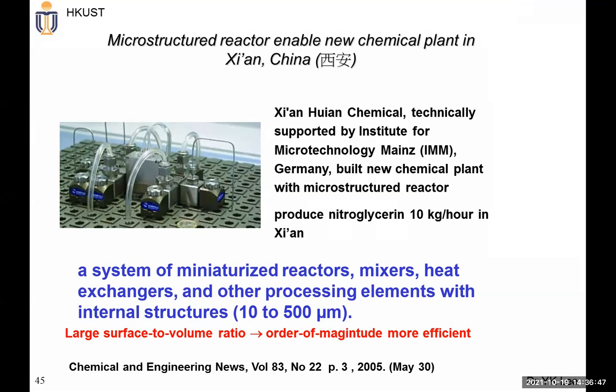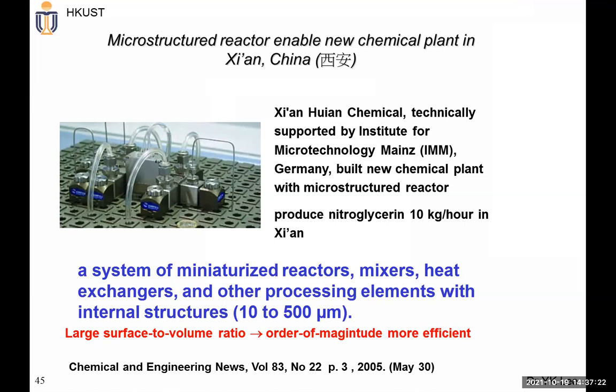As I mentioned, once you have this kind of microstructure reactor, the fluid can create a very complicated flow field, right, which increases the mixing and also increases the heat transfer a lot. That is one important thing, right? In this case, you increase the surface to volume ratio, right? So this is quite important for real application.